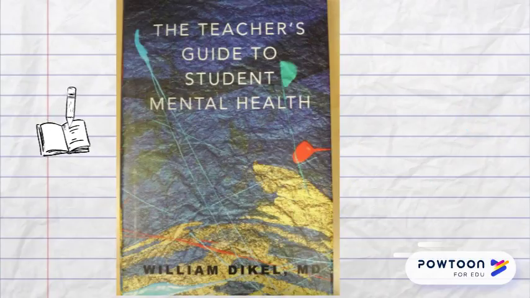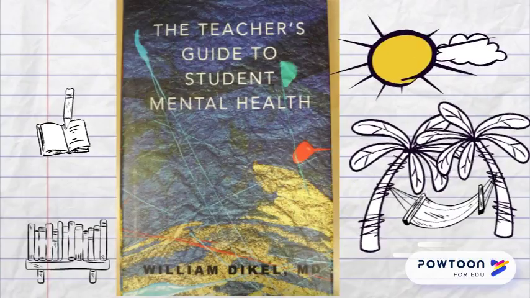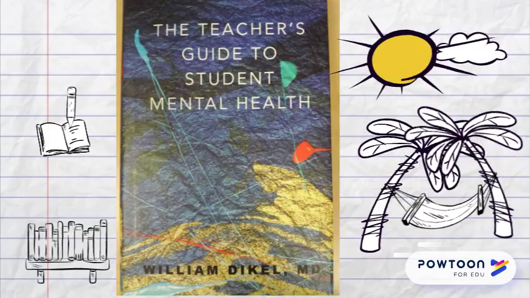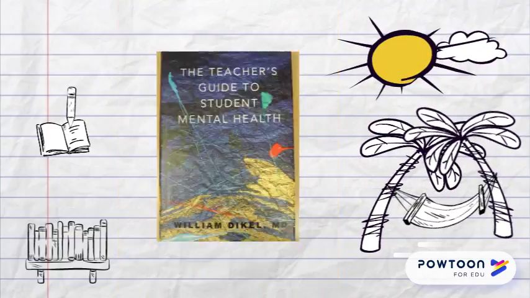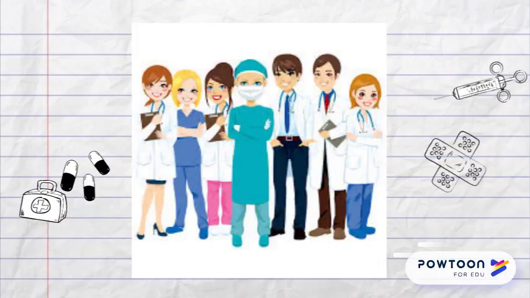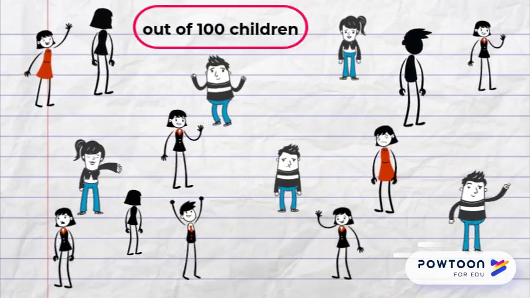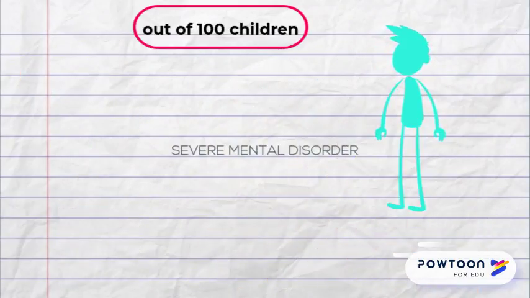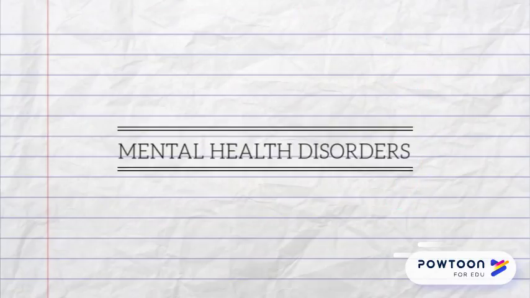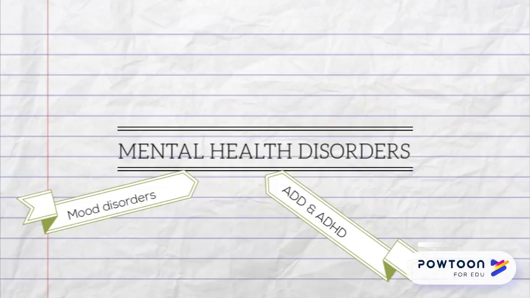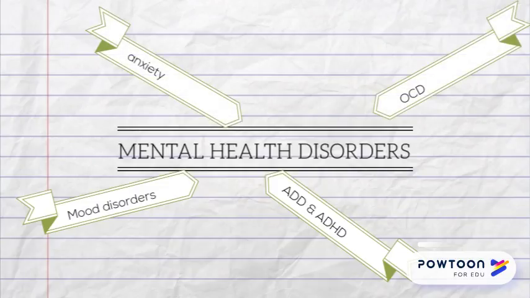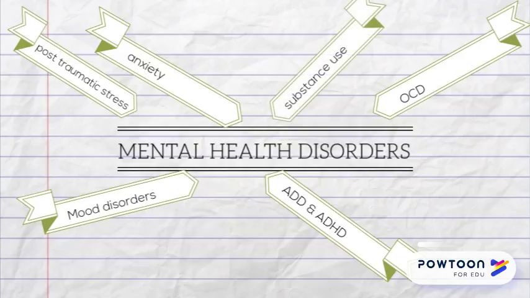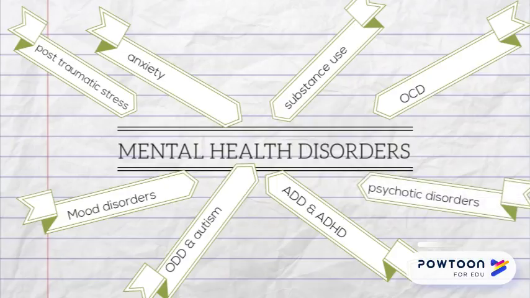I chose this book because the title implied it would be helpful. It is a teacher's guide. This does not require me to have a medical background in understanding mental health disorders. Mental health disorders occur in 20% of children and adolescents, and in 5% of those, it is severe. This book identifies many disorders, such as mood disorders, ADD, ADHD, anxiety, OCD, and post-traumatic stress disorders, substance use, oppositional defiant disorder, autism, and psychotic disorders.